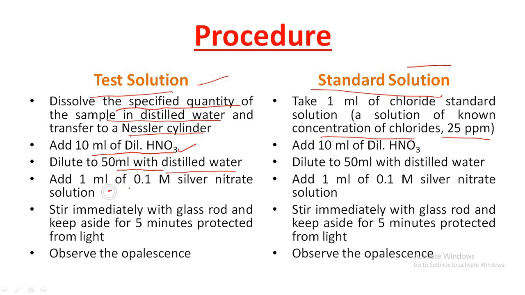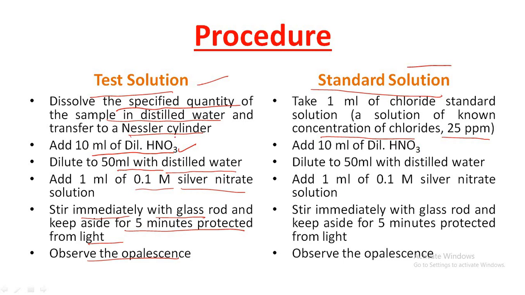Then you will add 1 ml of 0.1 molar silver nitrate solution. After the proper mixing, stir immediately with a glass rod and keep aside for 5 minutes protected from the light, and this reaction will produce the white color opalescence or turbidity in the test solution. This is how you can prepare the test solution.